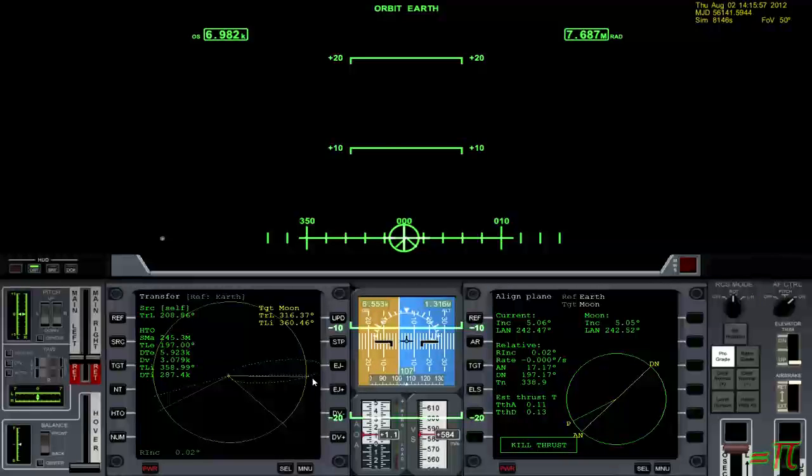There we are. So when our orbit position comes around to meet this in 5,900 seconds, we'll fire the engines. We will run the engines to increase our velocity by 3,079 meters per second, and that will put us on course for the moon.